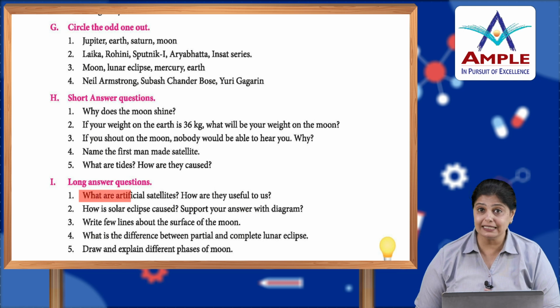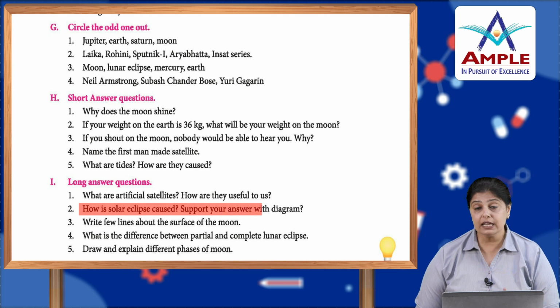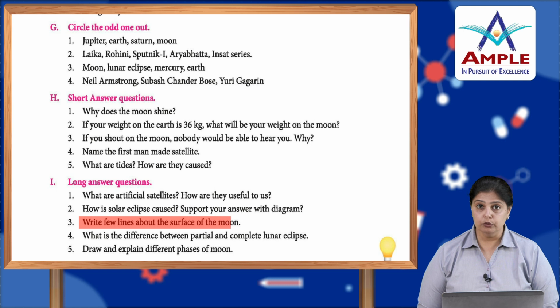What are artificial satellites? How are they useful to us? What is it that artificial satellites can help us to do? Okay. How does a solar eclipse occur? You have to support your answer with a diagram. So, draw a diagram of the solar eclipse, okay, with the positions of the earth and moon.